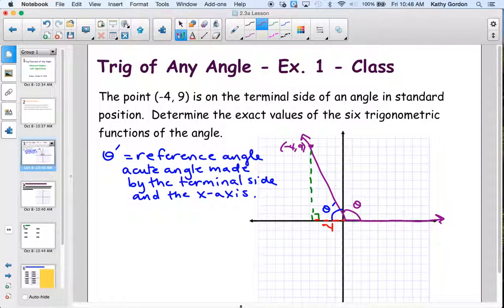Do I know what this side should be? That one's going to be 9. Positive or negative? Positive, because I went up for that one. Do I know what this side is? Have I been told? No, but can I find out? Yeah, so go ahead and figure that out. What's that hypotenuse going to be?